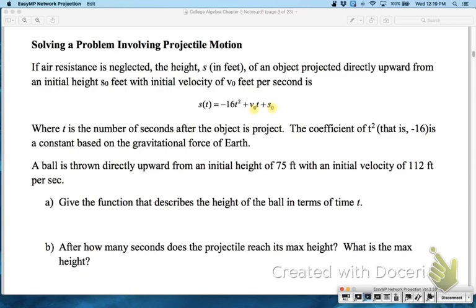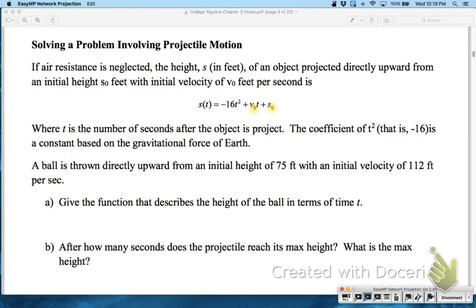It is S of t is equal to negative 16t squared plus V initial t plus S initial, where t is the number of seconds after the object is projected. And that negative 16 is a constant that comes from the force of gravity on the Earth. You may know, in feet per second squared, gravity on Earth is negative 32 feet per second per second. Where does the negative 16 come from? Calculus. That's all you got to know. You can work your way back from the gravitational force, which is the acceleration. You can go backwards to velocity, and then you can go backwards to position, and that's where this negative 16 comes from. You don't have to know why. You just have to know that it's there. Additionally, you do not have to memorize this formula. If you need it, I will provide it. You just have to know how to use it.